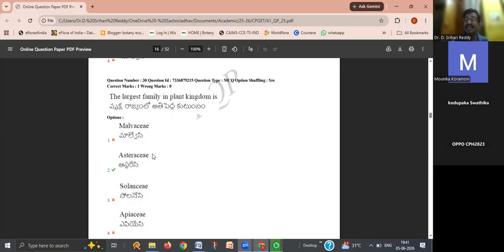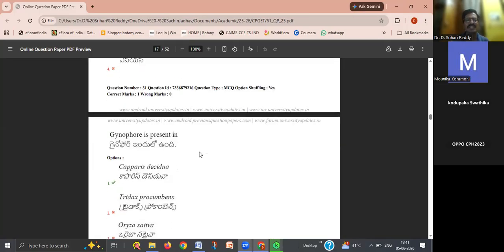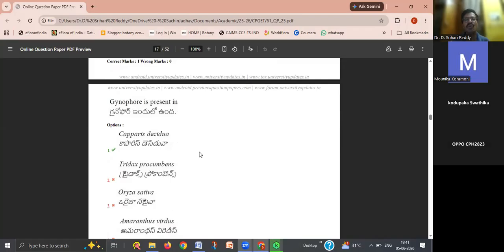And next to Orchidaceae, there is the third largest family. That is Fabaceae. So you should remember these two, Asteraceae and next Orchidaceae. Next, one more thing, gynophore is present in. So what is gynophore? And sometimes they may ask about the androphore also.